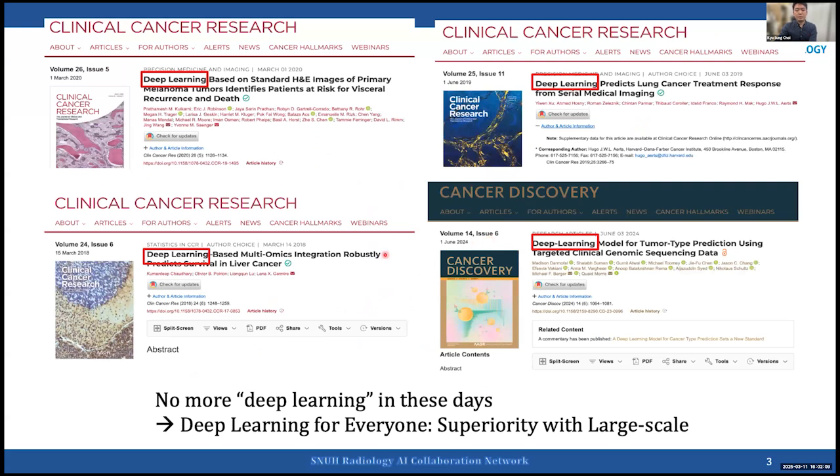So when you Google papers using the keyword deep learning, every paper used titles such as deep learning predicts something, deep learning based on something, back in 2018 to 2021. However, not anymore these days. This means that finally deep learning has been integrated into each field for everyone, which is not surprising because neural networks are already proven to surpass any other algorithms when sufficiently large data is trained by a sufficiently large model with sufficiently large epochs.